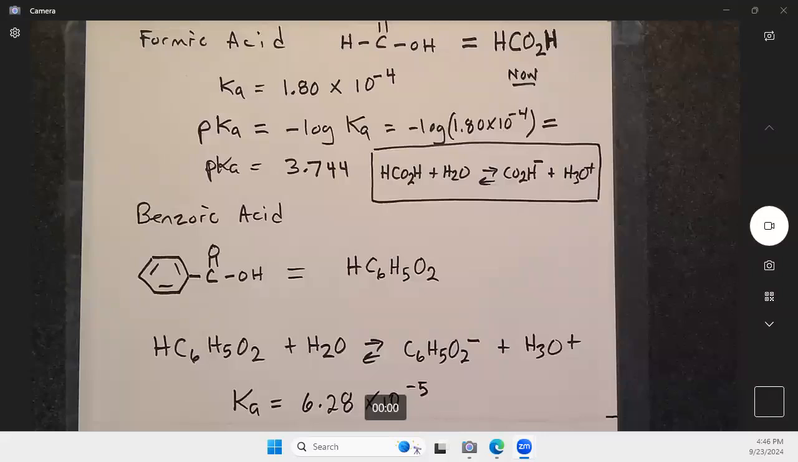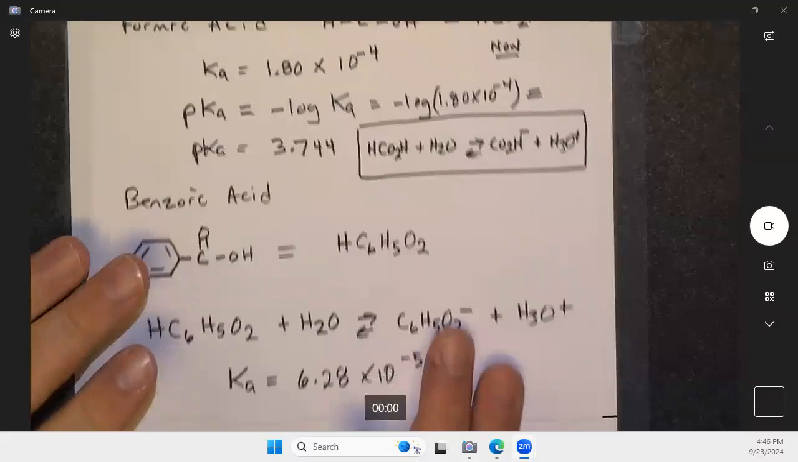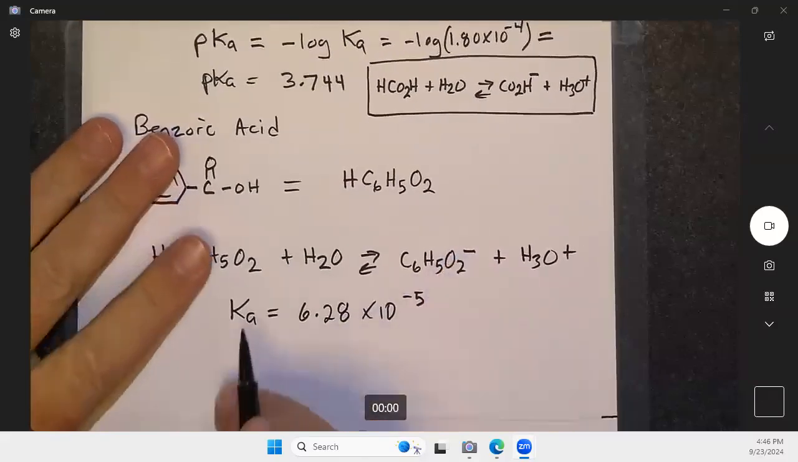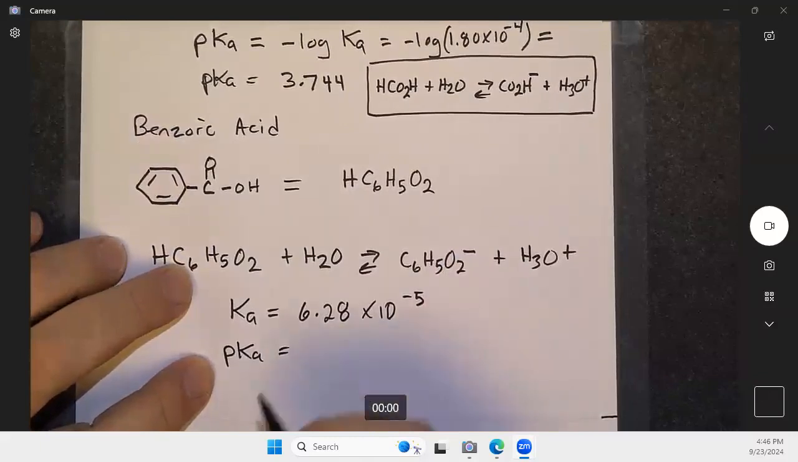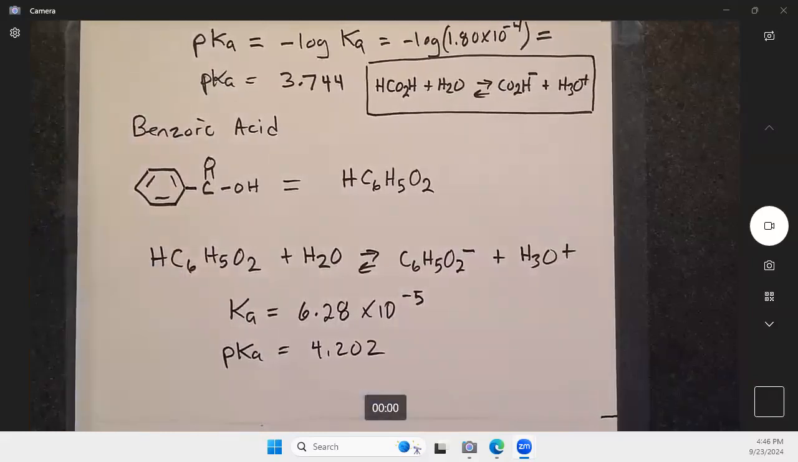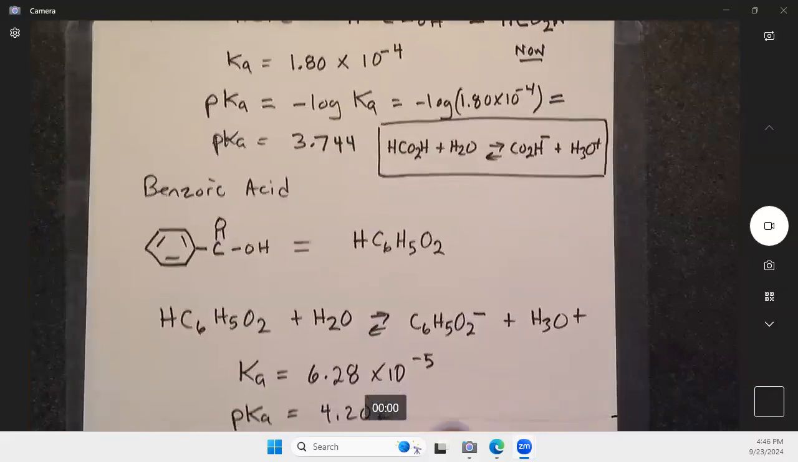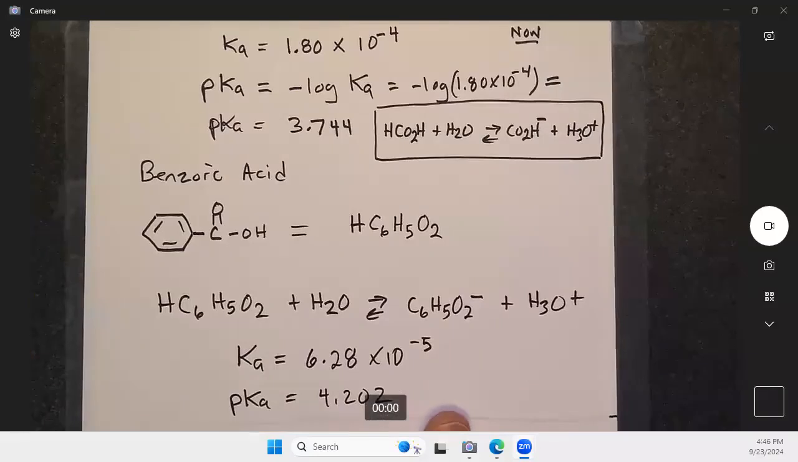If we take the pKa of this Ka, what's that? Yeah, it is. It's 4.202. So notice this. It's hard to get them both in there. I think I can get them both. So notice that the stronger acid has the larger Ka, but the smaller pKa.